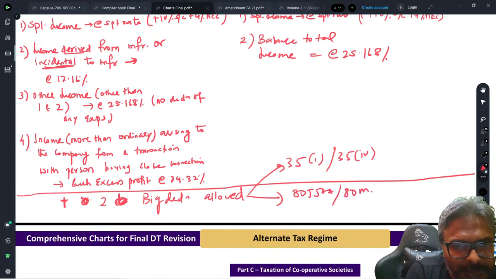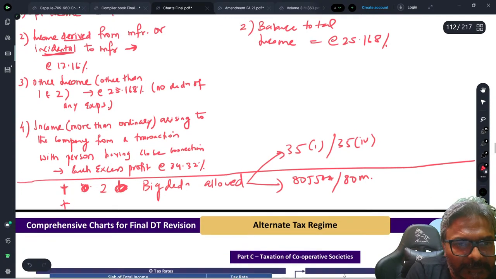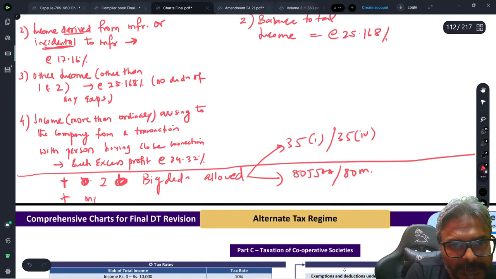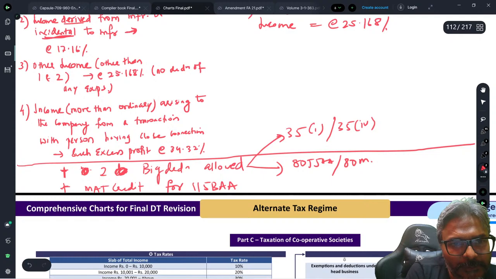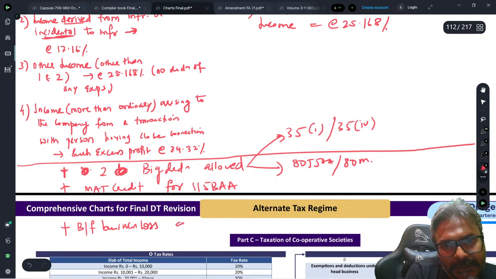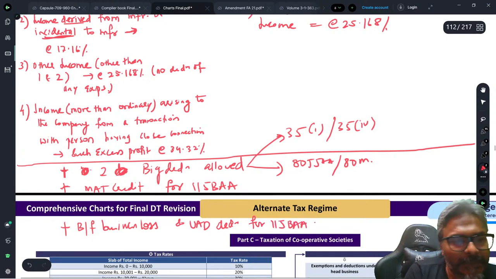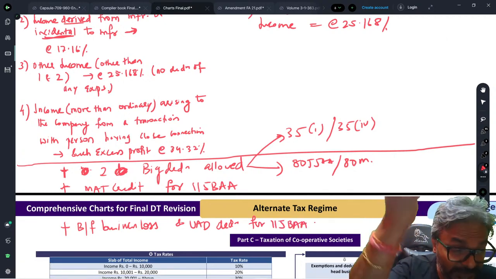Apart from these ones, what else you need to revise? Revise the MAT credit for 115BAA, and the last thing to be revised is the brought forward business loss and UAD deduction for 115BAA. These two additional concepts what I just now discussed.